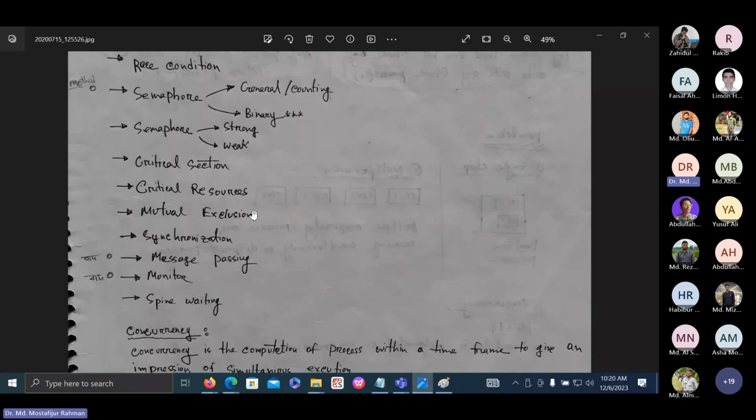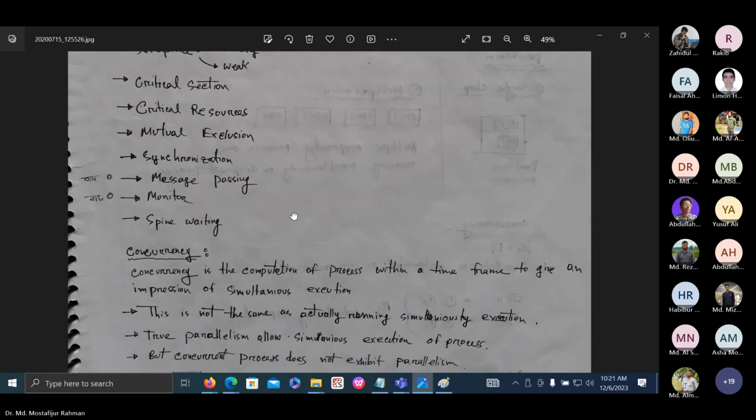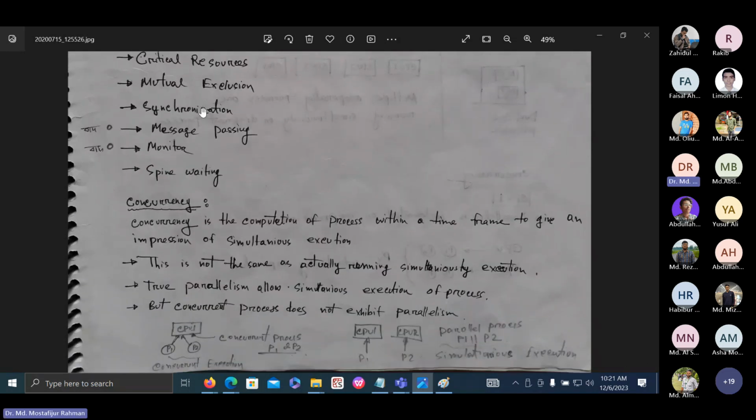Okay, there are critical resources. We understand mutual exclusion, which we just discussed, and synchronization, already discussed. Message passing and monitor we will discuss later. Message passing, I will just give a little bit of an idea.